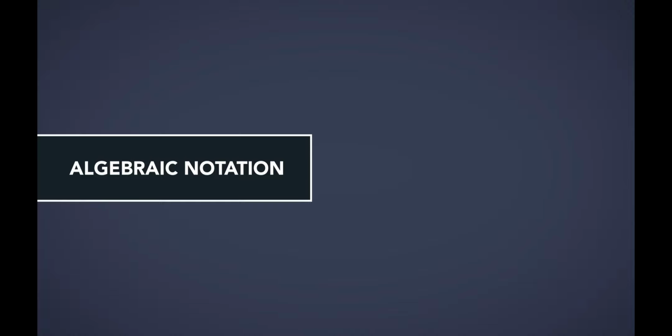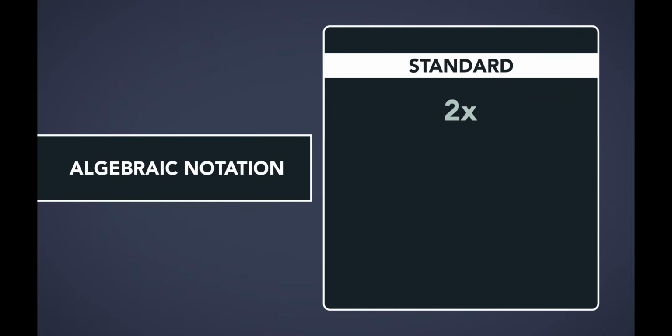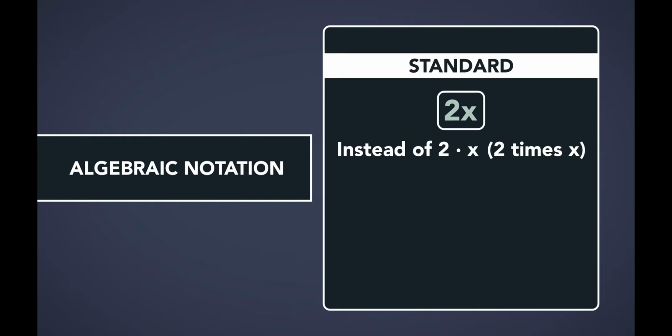Here's a bit more on algebraic notation. It's standard to write 2x instead of 2 times x. Recall that the meaning of 2 times x is the same thing as 2 dot x. When we have a number and a variable multiplied together, it's standard to simply place the number and the variable next to each other. Thus, we simply write 2x instead of 2 times x.